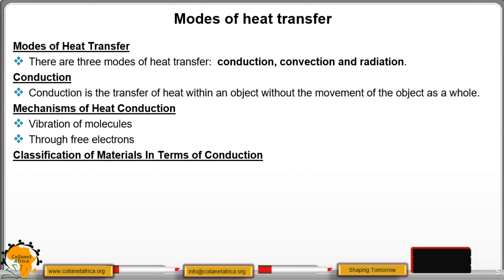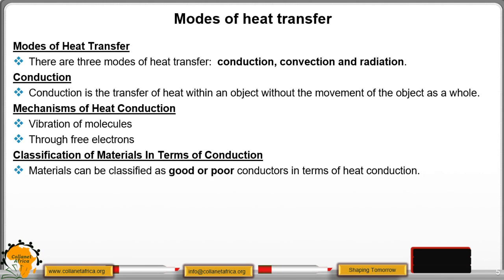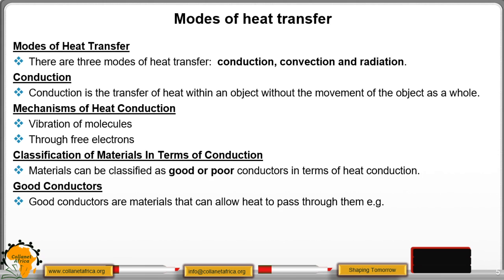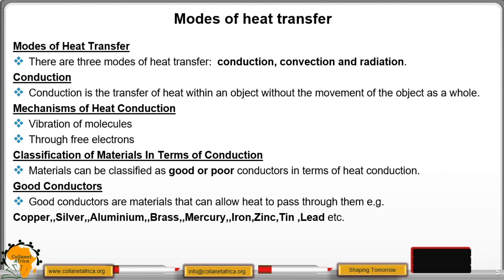Due to conduction, we have the classification of materials in terms of conduction. We have what we call good or poor conductors of heat. We start with good conductors. These are materials that allow heat to pass through them. Examples are copper, silver, aluminium, brass, mercury, iron, zinc, tin, and lead, and we have many others.